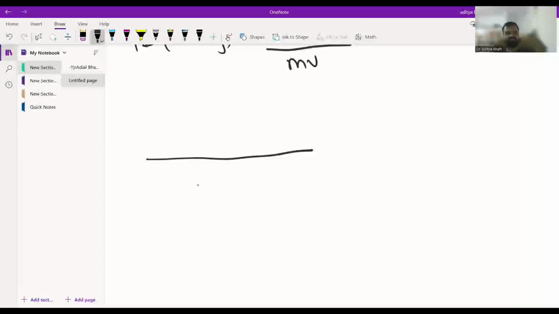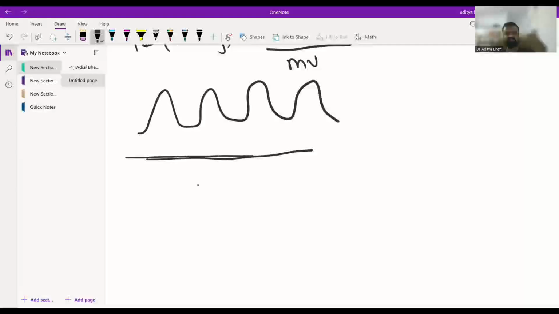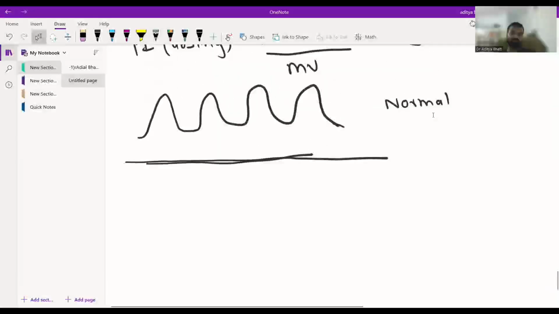Now, this is usually the Doppler finding in the normal patient. What is this suggestive of is that in systole blood is going, this is the baseline, in systole blood is going and in diastole also a little blood is going, but there is a constant unidirectional flow that is going on. So this is the normal Doppler of the umbilical artery: in systole it is going, and in diastole also blood flow is happening. Obviously the values are different, but in both there is blood flow.